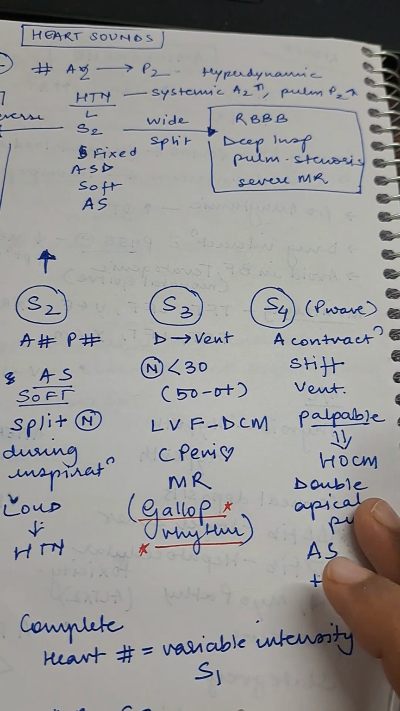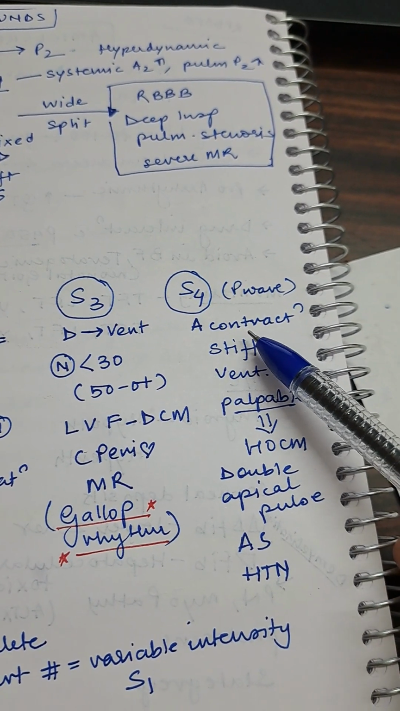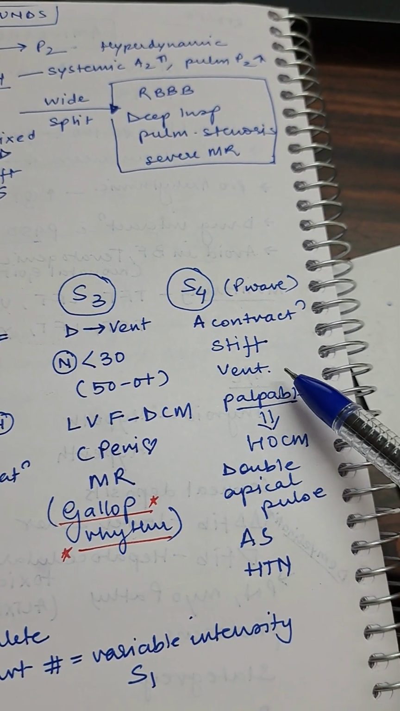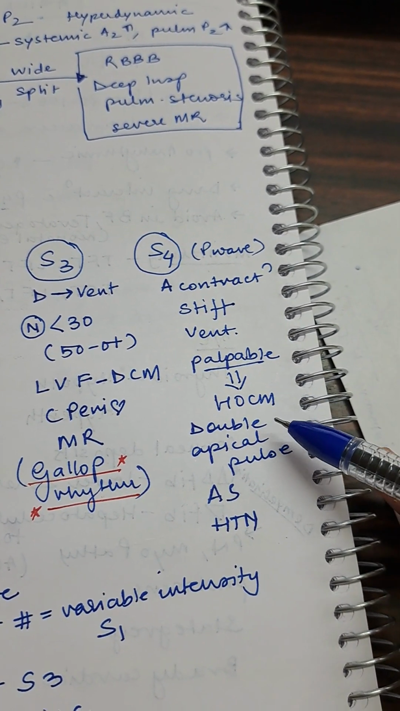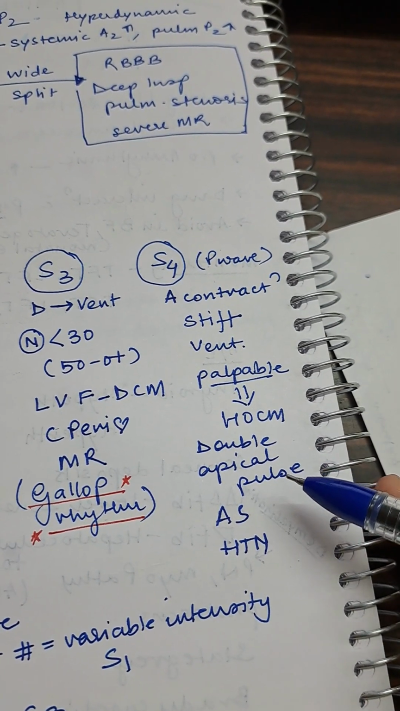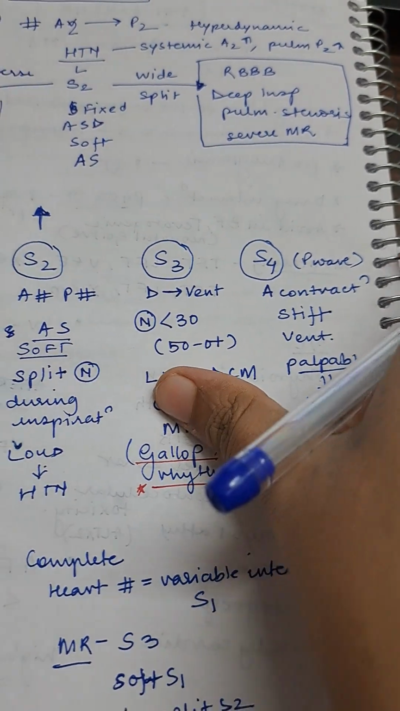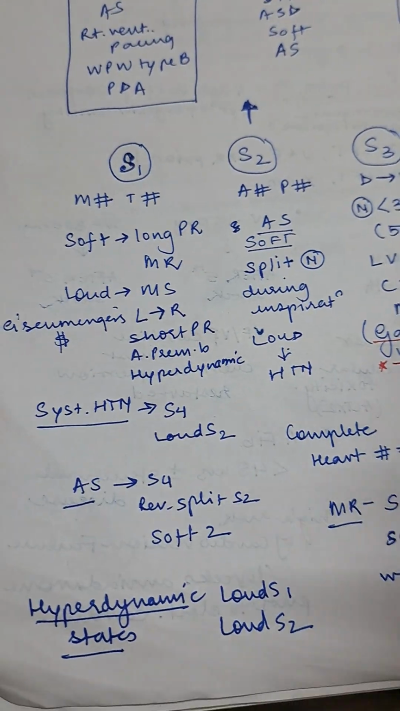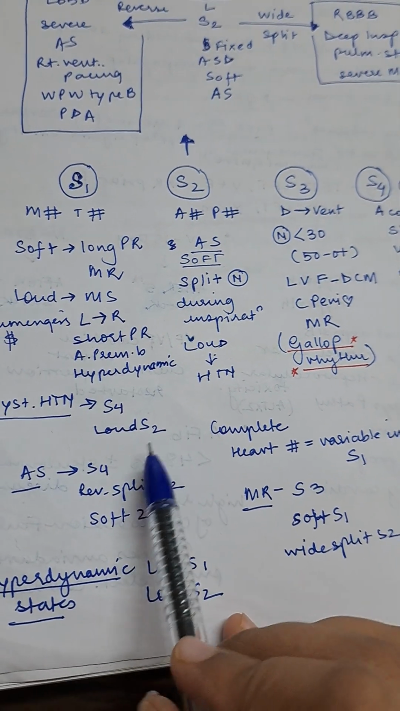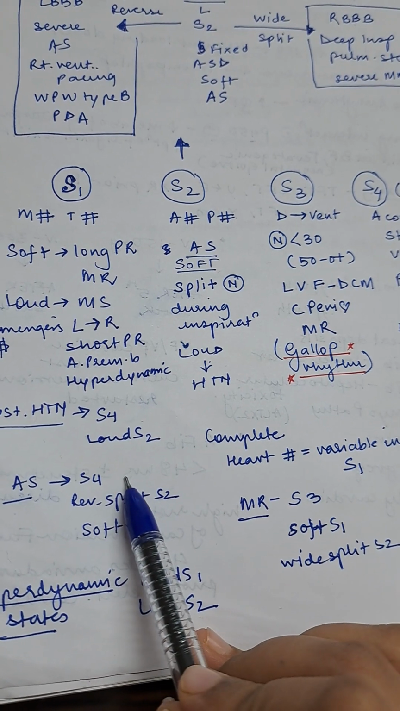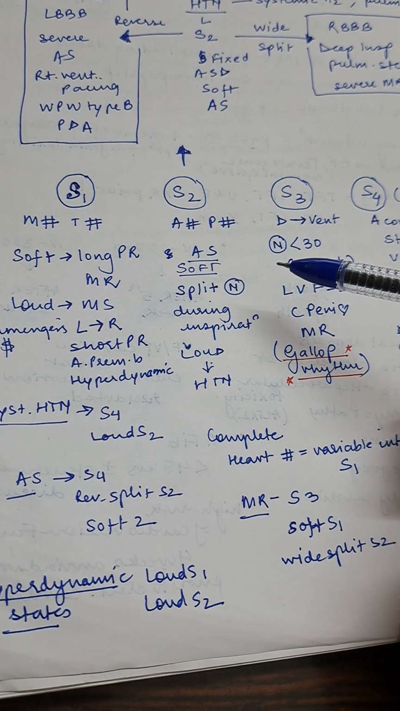S4 will coincide with the P wave, and this is due to atrial contraction against stiff ventricles. It will be palpable in HOCM. Double apical pulse is seen. And in aortic stenosis, you will see S4, and in hypertension. So systemic hypertension again will have S4 and loud S2. Aortic stenosis will have S4, reverse split S2, and soft S2.